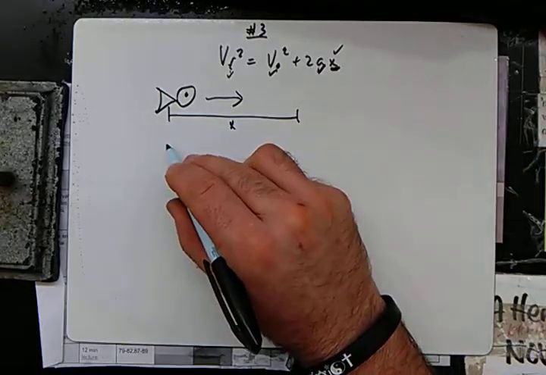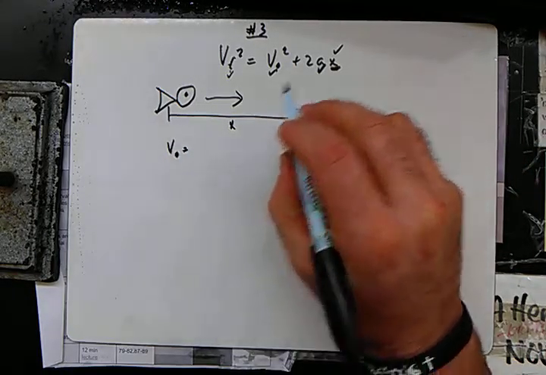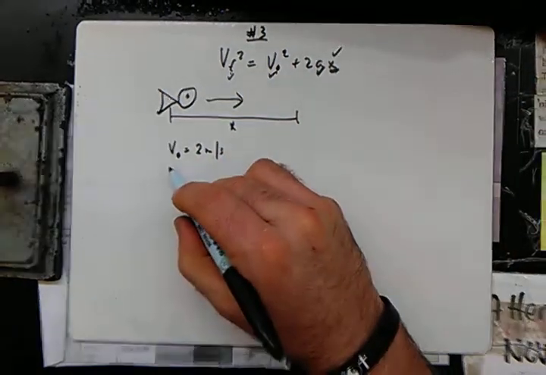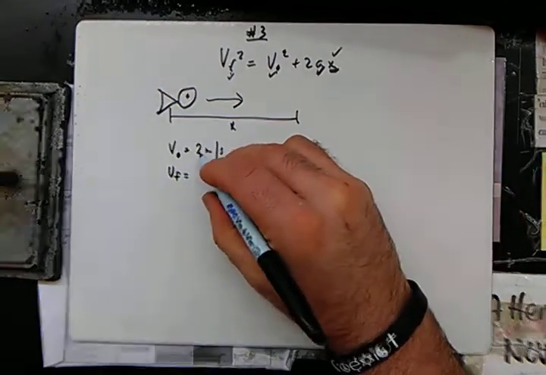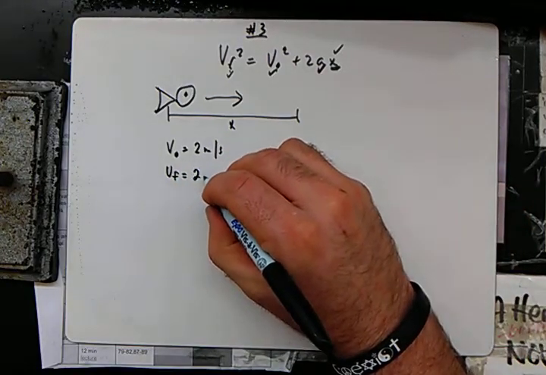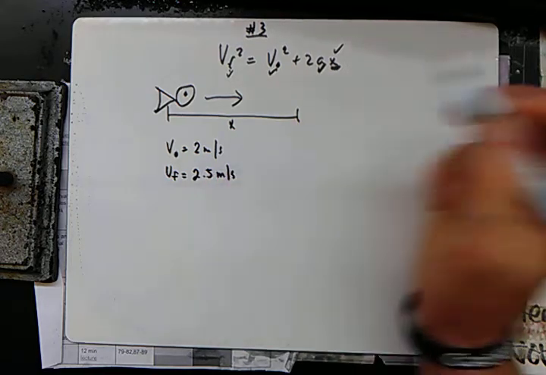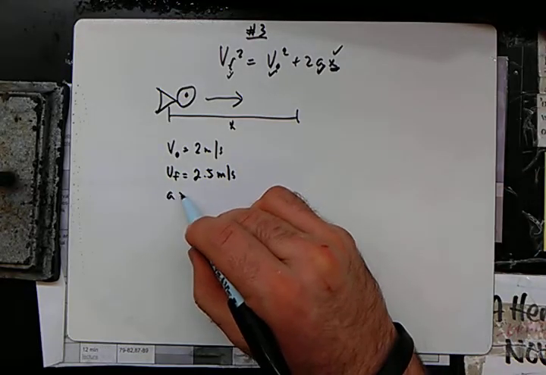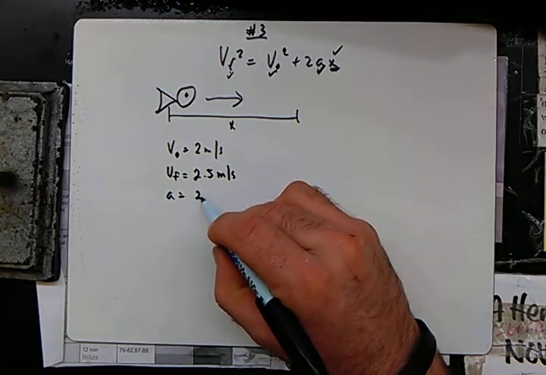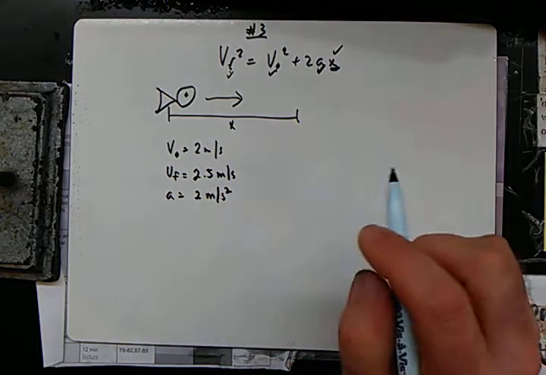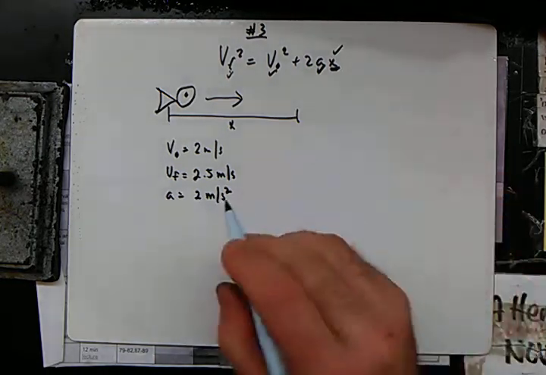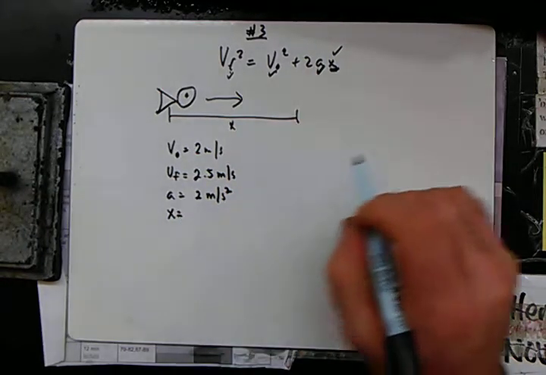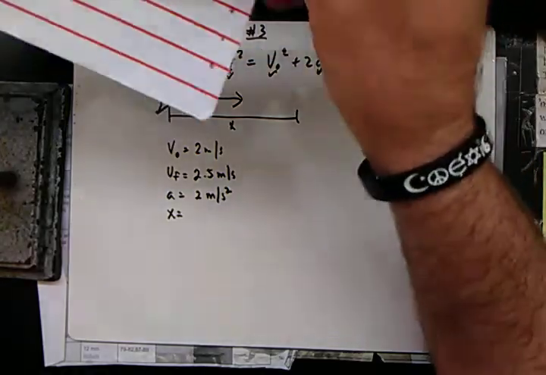So let's give it some initial velocity. Okay, let's say it's 2 meters a second. And then let's give it some final velocity. Let's just say it goes to like 2.5 meters a second. So it's not really going to accelerate that much. Okay, let's give it an acceleration of 2 meters per second squared. That's 2 meters per second every second. So we're going to find x. We've got the rest of the variables.